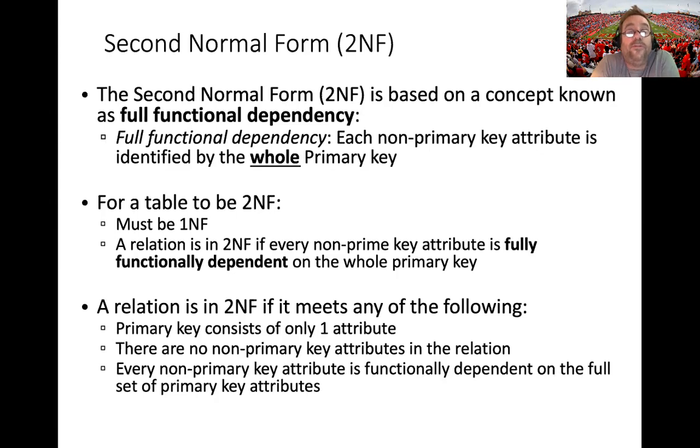All right, so what does a full functional dependency mean? Each attribute that is not either a primary key or part of a primary key has to be identified by the whole of the primary key. Okay, so for a table to be in 2NF, it must be in 1NF.